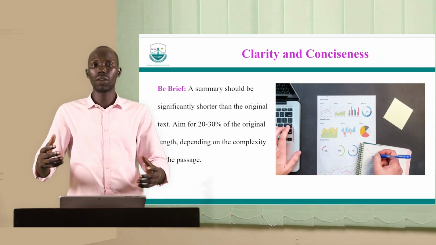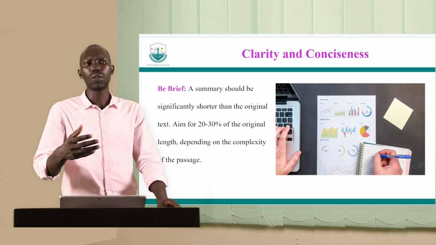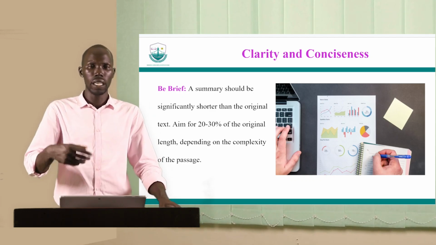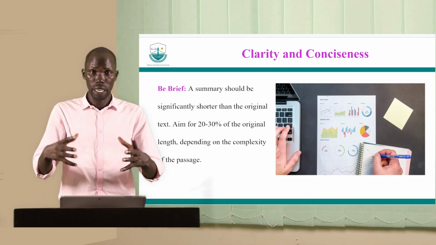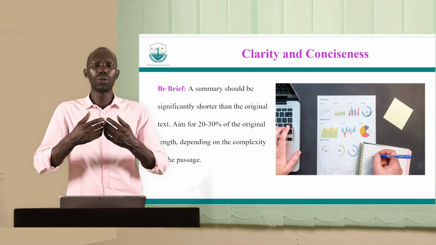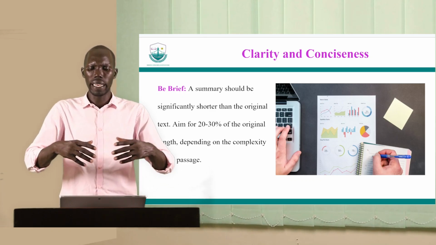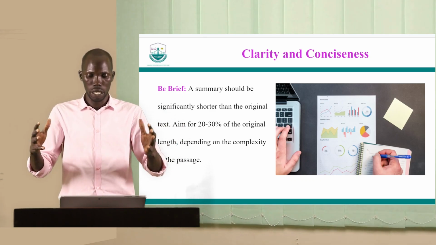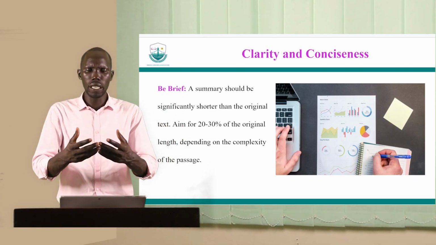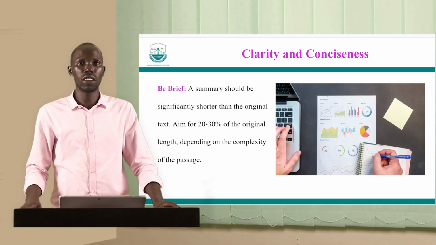If the original length contains over 100 words, which means for you to summarize this, in terms of 20 to 30% of the words, you can hit between 20 to 30 words of the reduced version. So you are not going to go into a lot of details that are unnecessary. Don't write that much. If the original text was this much, you don't have to go that much. It should be between 20 to 30% of the original length, depending on the complexity of the passage.